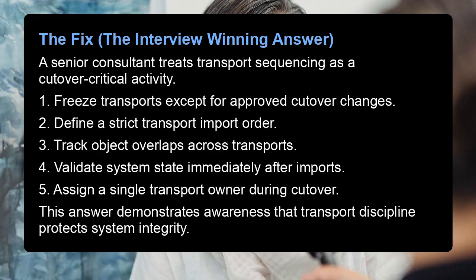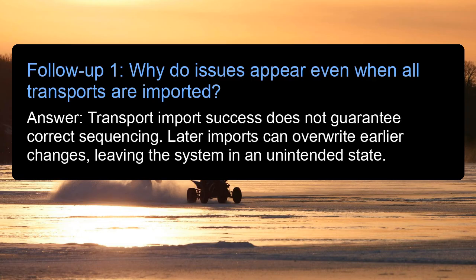This answer demonstrates awareness that transport discipline protects system integrity. Follow-up 1. Why do issues appear even when all transports are imported? Answer: transport import success does not guarantee correct sequencing. Later imports can overwrite earlier changes, leaving the system in an unintended state.